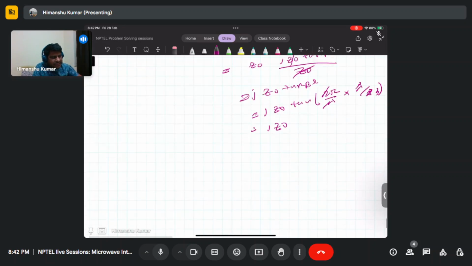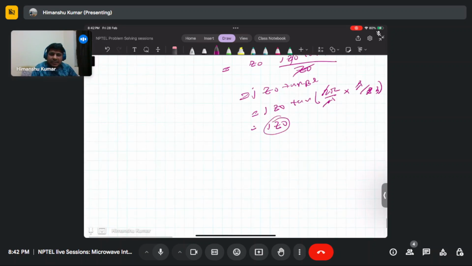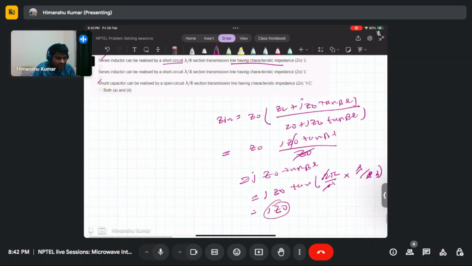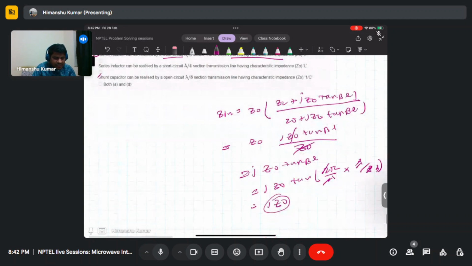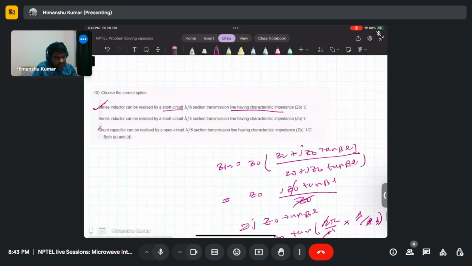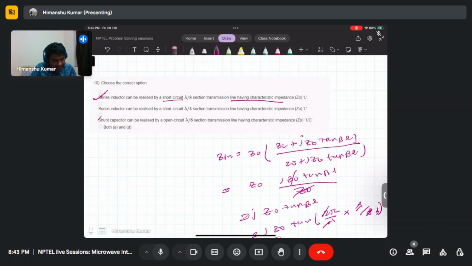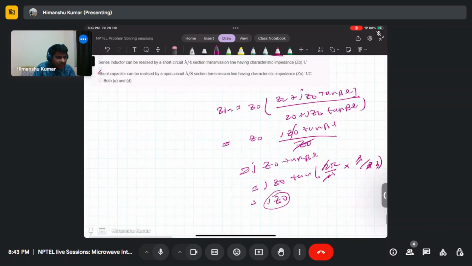You see, this will behave like a series inductor, right? So this is the correct option. If you use a short circuited lambda by 8 line, then you can design the series inductor. Series inductor can be designed by a short circuited lambda by 8 transmission line with the characteristic impedance.